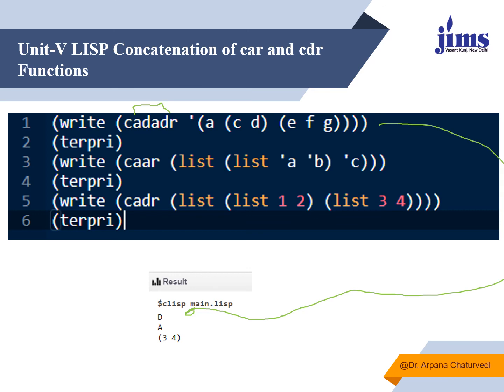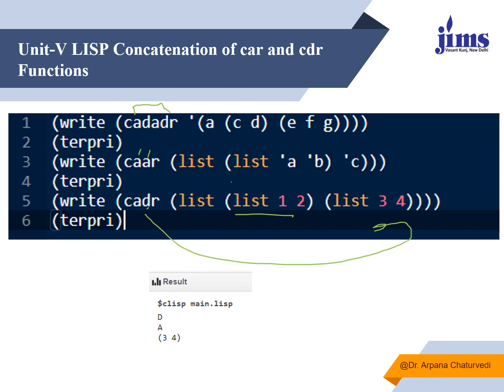Again CAAR means from this, first of all car and then car, the first element. This particular list has one list and one element, so it will first extract the list A, B and then from list A, B it extracts A. So this is the output. Now again CADR means first D, leave the first list and go to the rest of the list. Then car means the first element, which is 3, 4. That's why it has given 3, 4. So this is how we can concatenate car and CDR together.